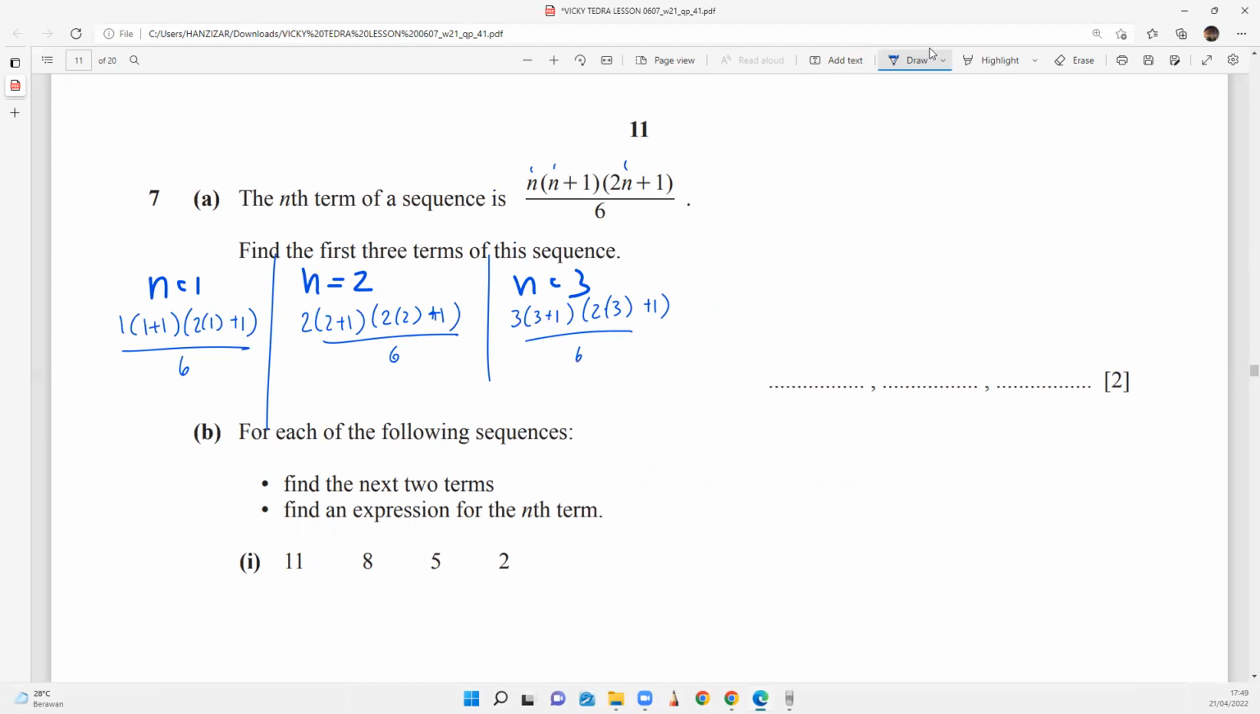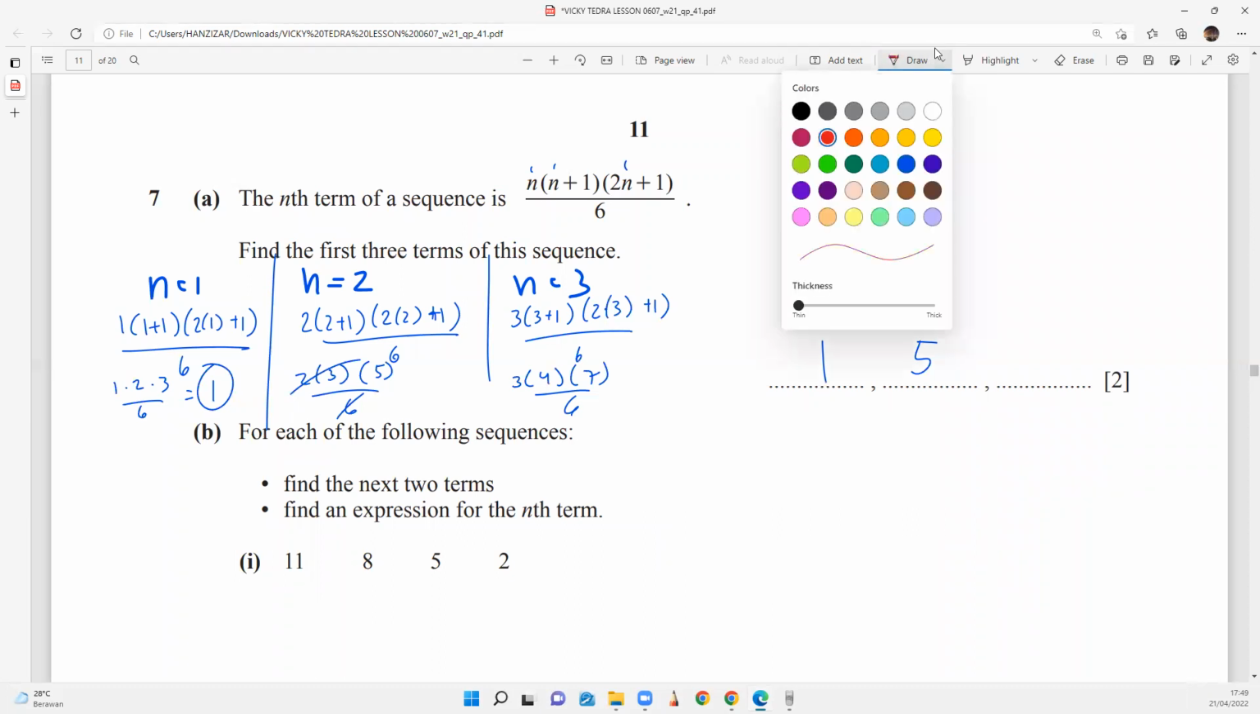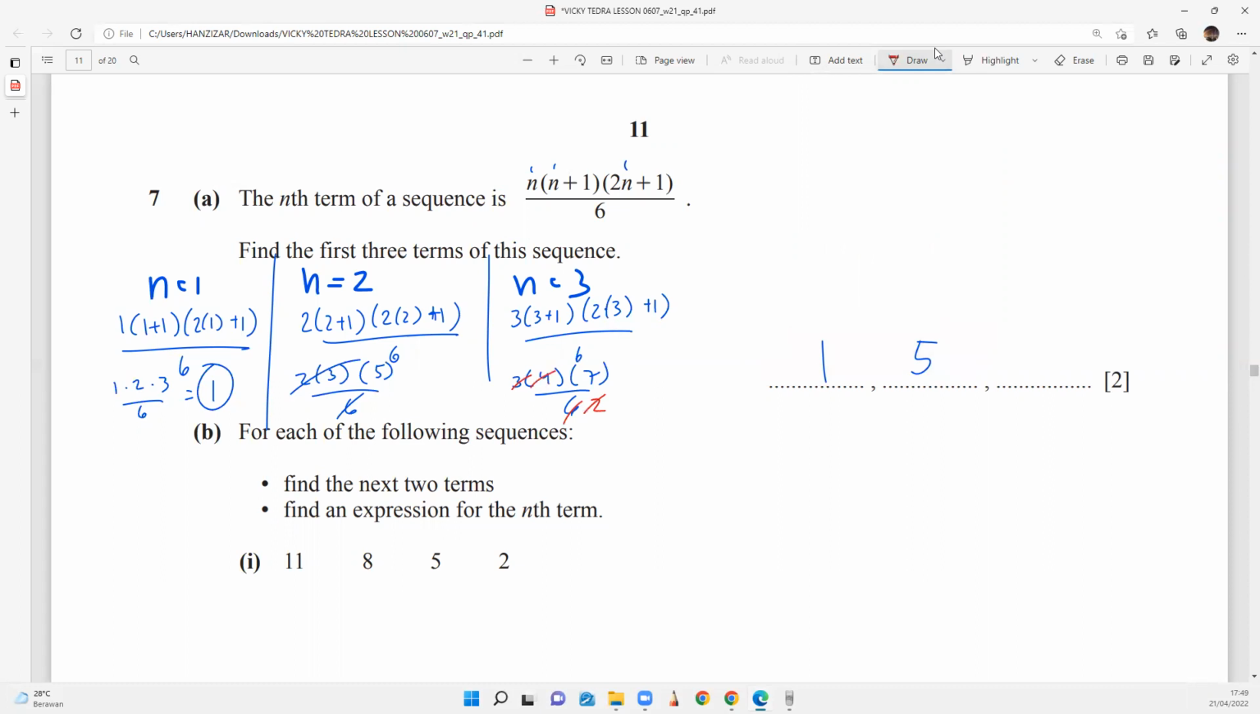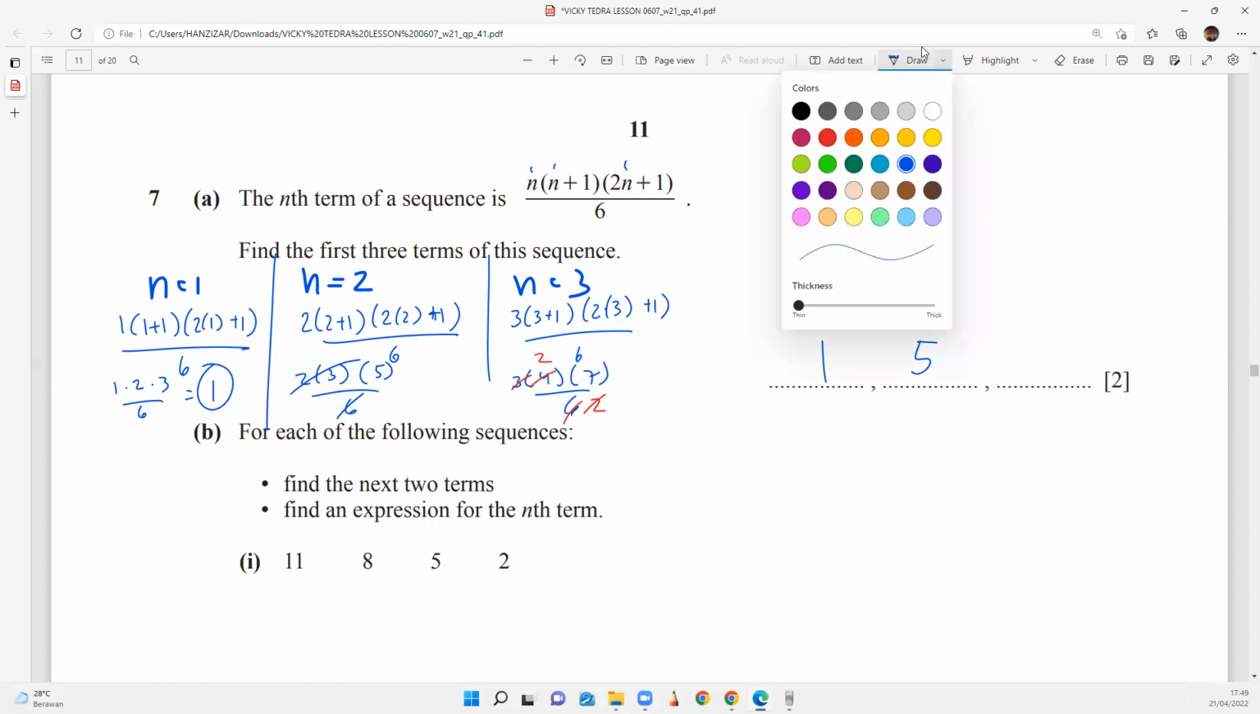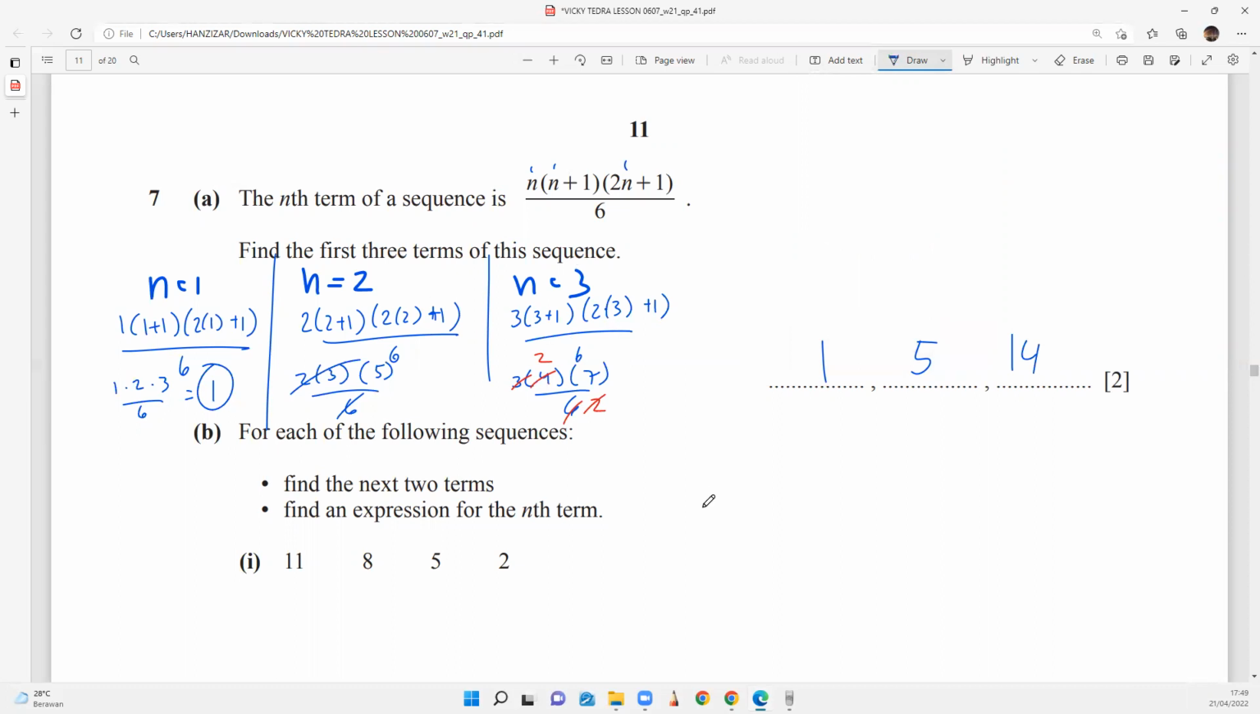And, oh man, I hate this. 1 times 2 times 3 over 6. Okay, 1. And then 2 times 3 times 4 plus 1, 5 over 6. Can cross this. Set 5 then. Okay, it's very easy. 3 times 4 times 7 over 6. So 3, 6 becomes 2, 2, 4 becomes 2, 14. Okay, so this is our first 3 terms.